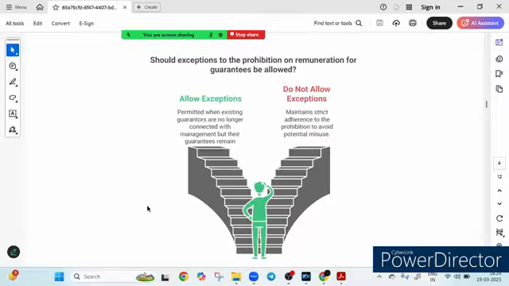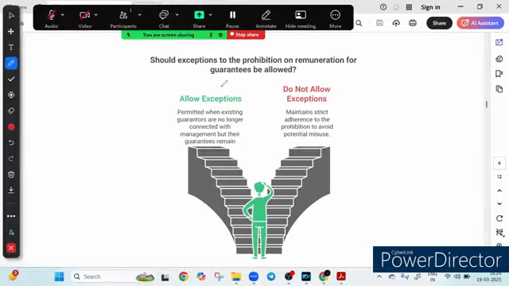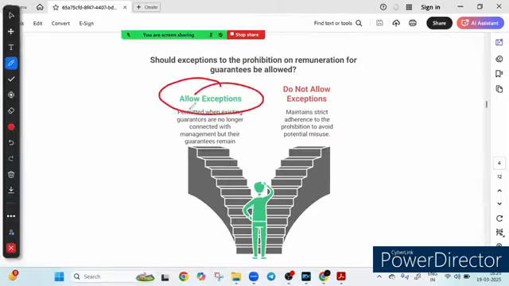So it's like standing at a crossroad, two paths, two perspectives. The first says: allow exceptions. You can see on the left side it says yes, allow exceptions. In some cases, exceptions are permitted. Imagine a situation where the guarantors are no longer part of the management, yet their personal guarantee still protects the bank. In such a scenario, allowing remuneration can make sense, as it compensates for the ongoing risk they bear even without having an active role. And second case, do not allow exceptions.